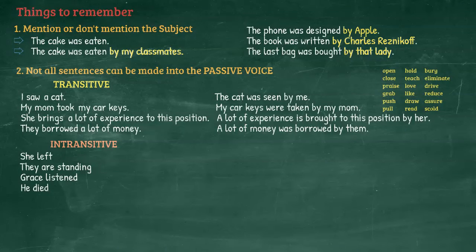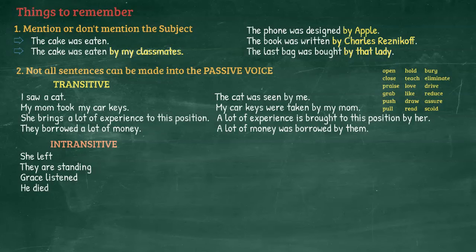When we say "she left," it just means that she is no longer here. She left. That's all we need to know. Or "they are standing." This can be a sentence on its own. "Grace listened." Again, just a subject and a verb. That's all we really need in this sentence. Also, "he died." He just died. None of these sentences need an object, and as a result, we cannot put them into the passive voice.